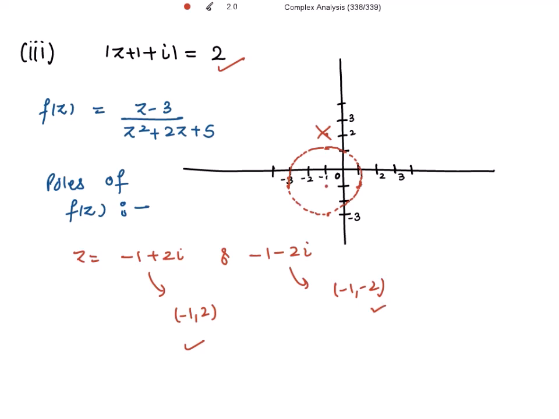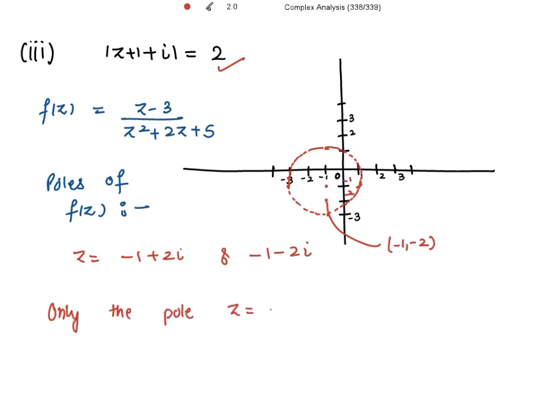And this point -1 and -2, yes. This is -1, this is -2. So this point is lying over here, yes. This lies inside the circle. So among these 2 points, only one pole lies inside the circle. Only the pole z equal to -1 minus 2 iota lies inside the given circle. So now we have to find the residue at this point.